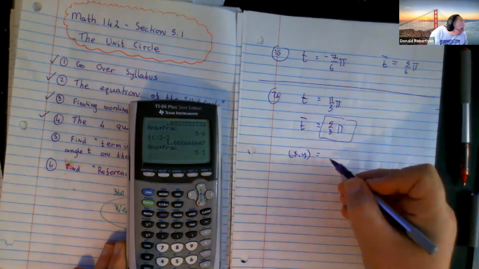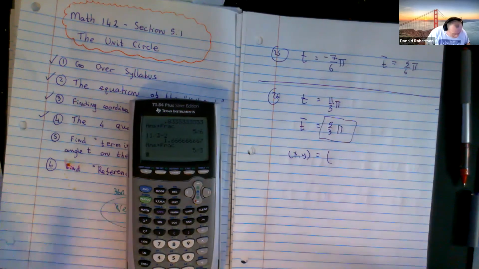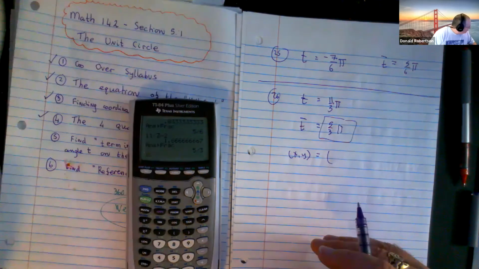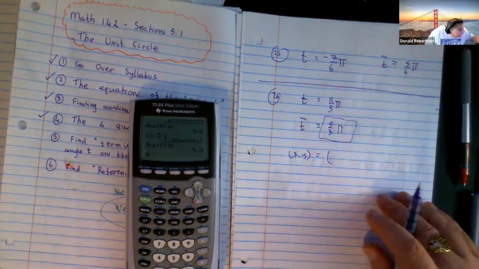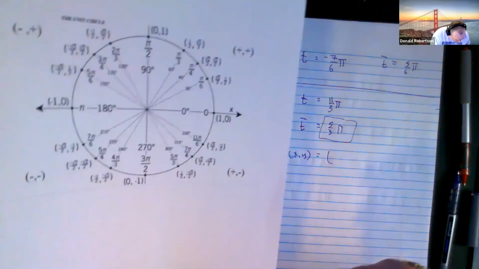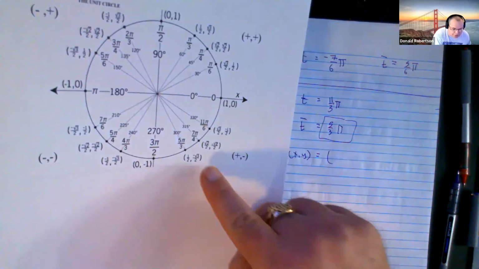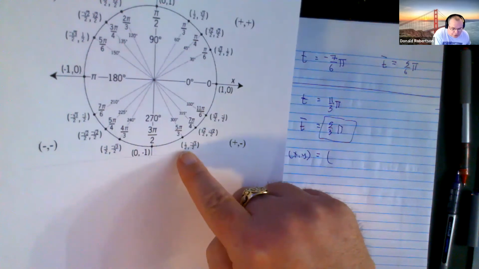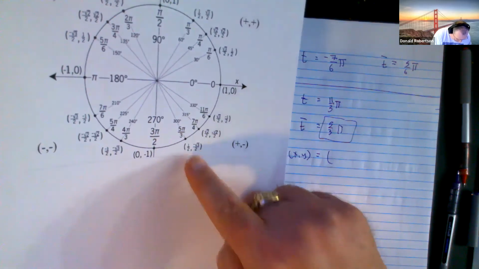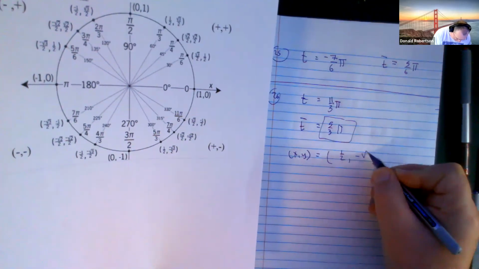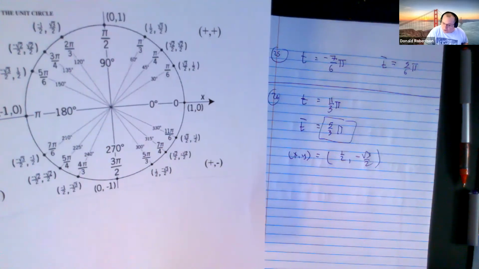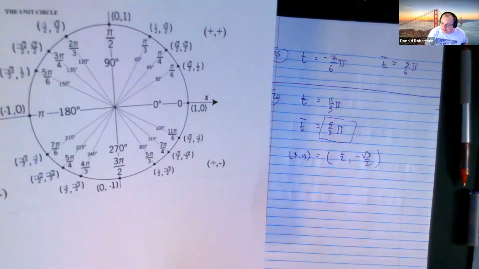And the terminal point, well, where's my guy gone? I lost it. Oh, there we go. And 5/3 pi is here. So the terminal point has coordinates 1/2, -√3/2. That's kind of putting all the bits together, right?